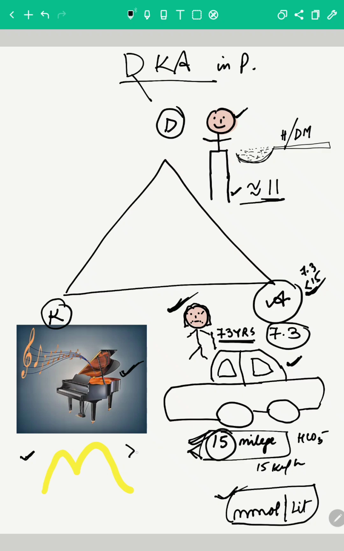Here we have to remember more than or equal to 3, more than or equal to 3 plus. Here we have to remember 11 onwards. That is the level of glucose or a history of diabetes.